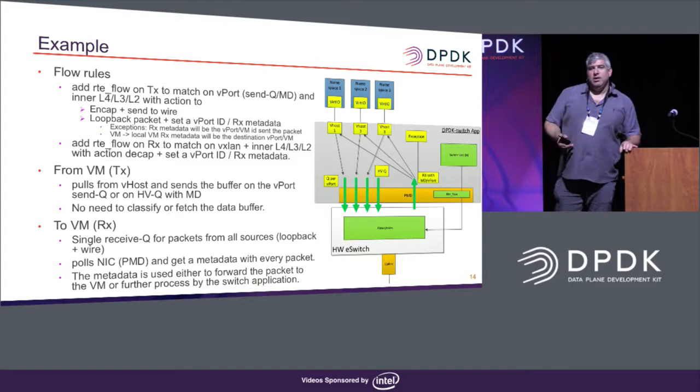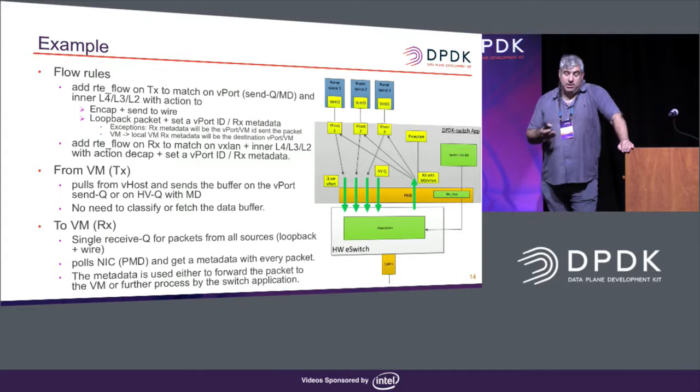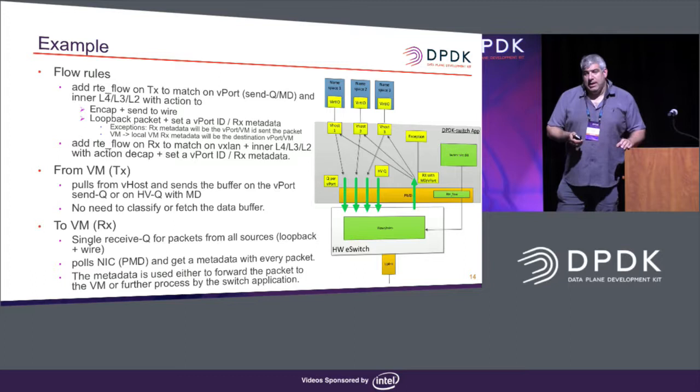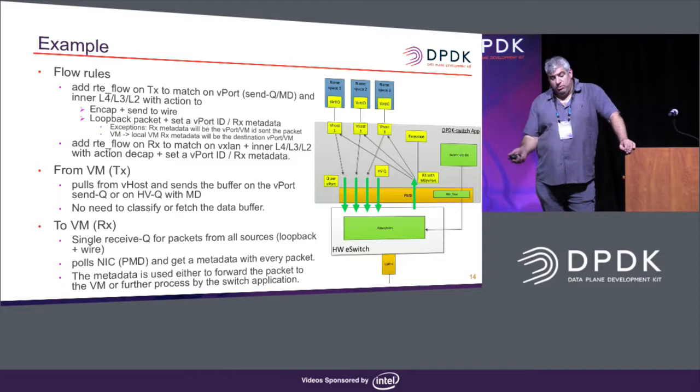So what we're doing is a loopback and putting a metadata on the packet. Then when we receive, we also add a rule, of course, on the receive side that's mentioning the same thing: look at whether it's a loopback packet and what the metadata is, so we understand that this is a loopback. Then we look at the inner part to understand what we need to do, do the decapsulation, and forward it to the right VM. So these are the rules that we take to the hardware.